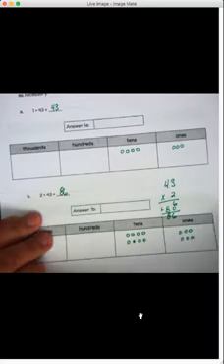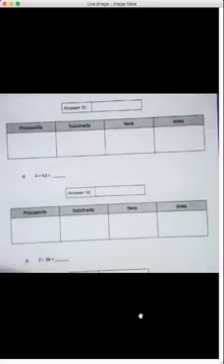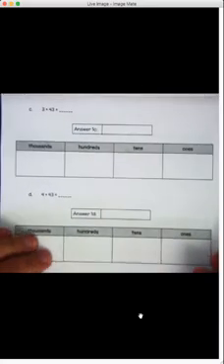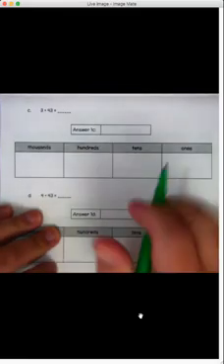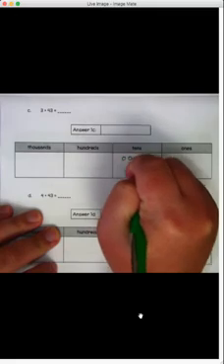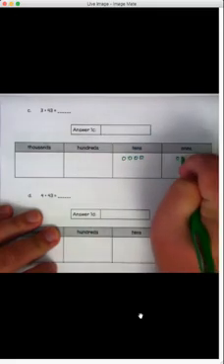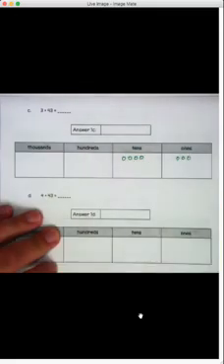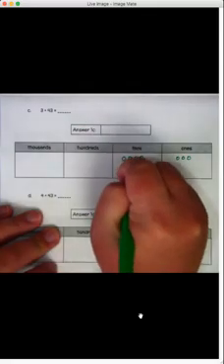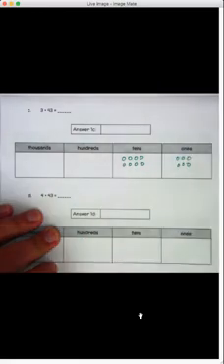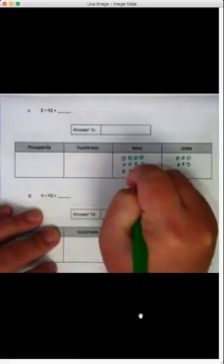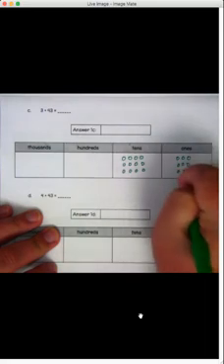Let's go to the next problem. Oh boy, we get to do 43 3 times. All right, so let's make 43 in our place value chart. 1, 2, 3, 4. 1, 2, 3. 43 is 4 tens and 3 ones. We've got to do it 3 times, though. 1, 2, 3, 4. 1, 2, 3. There's 2 times. Third time. 1, 2, 3, 4. 1, 2, 3.